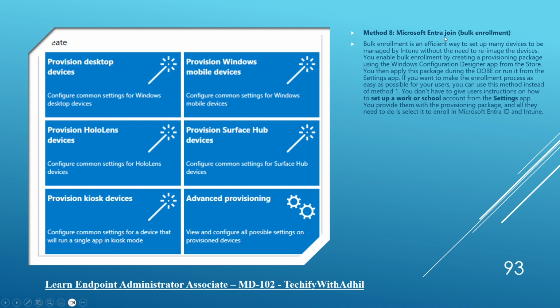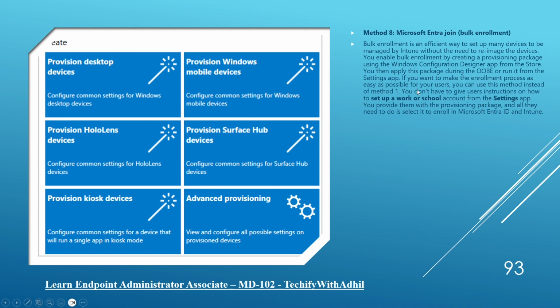And the last one is Microsoft Entra Join, which is a bulk enrollment. Bulk enrollment is an efficient way to set up many devices to be managed by Intune without needing to re-image the device. You enable bulk enrollment by creating a provisioning package using the Windows Configuration Designer app from the store. You then apply this package during the out-of-box experience or run it from the settings app.